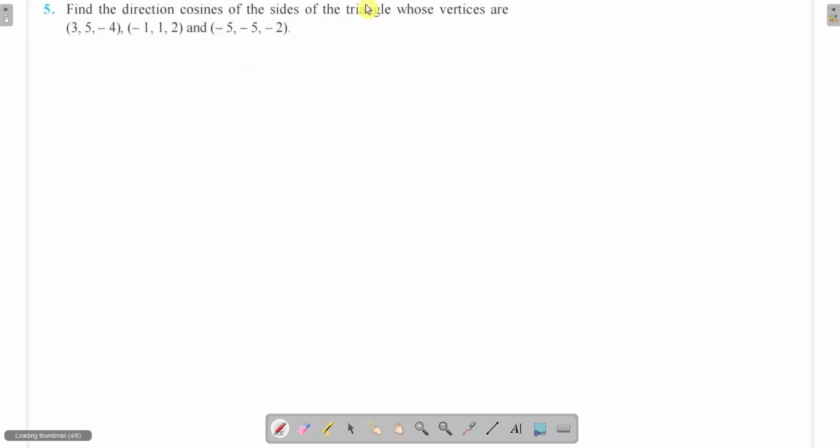Now let us go to the fifth problem. Find the direction cosines of the sides of the triangle whose vertices are (3, 5, -4), (-1, 1, 2), (-5, -5, -2). What we have to do is find the direction cosines of the sides of the triangle. The solution.